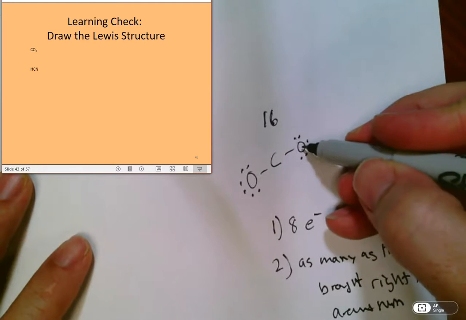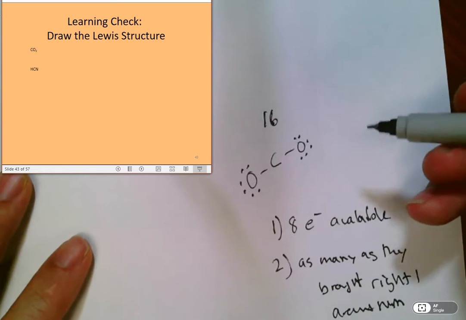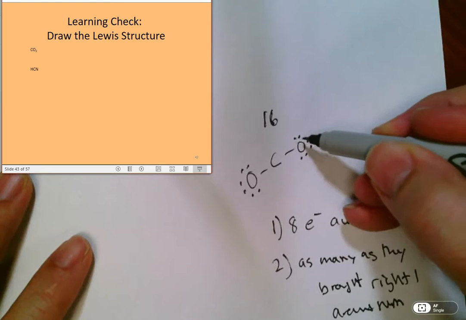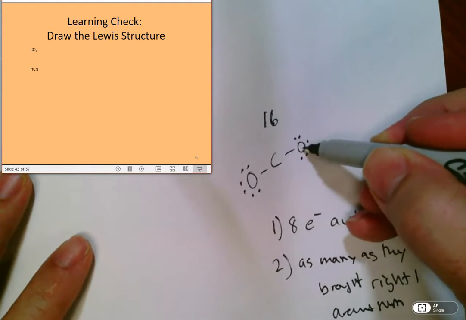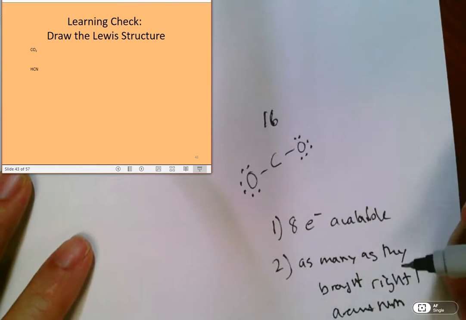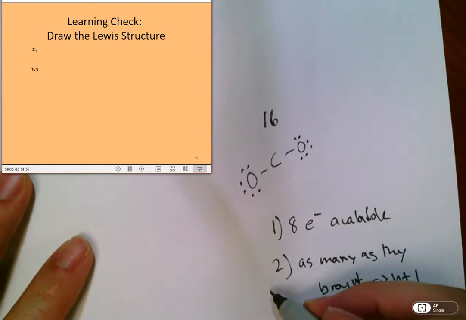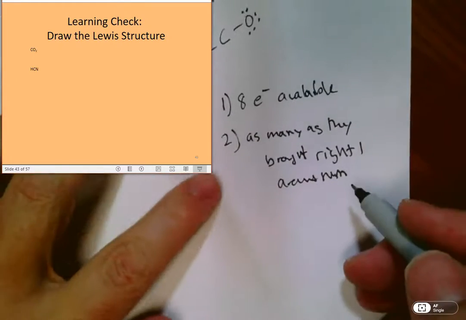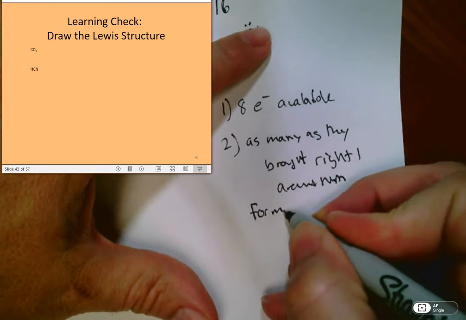This oxygen brought 6, and it wants 6 electrons right around it. Now, you can tell how many electrons are right around it by, for example, oxygen here. You count how many electrons, 1, 2, 3, 4, 5, 6. And in this bond, one of these electrons is right around this oxygen, and one is right around this carbon. So a total number of 7 here are right around oxygen. So you identify the formal charge, and that's another way of saying what I've said here. As many as they brought right around them, that's also the same as saying the formal charge.